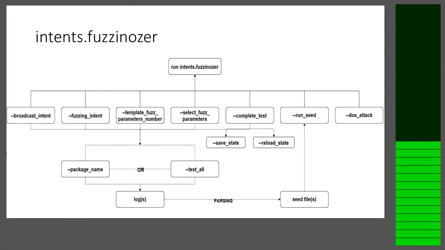What our Fuzzinozer is at this point able to do is send broadcast intents, fuzzed intents. It can save a seed file, which is a trace of all the intents which have been run until a crash occurred. If a crash occurred, you have a log file saved, and also the state, so as not to rerun the whole thing from the beginning, but from the crash point onwards. A cool feature also is this denial of service attack we have performed against Activity Manager using our project.